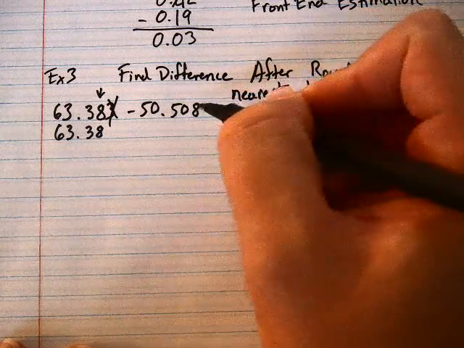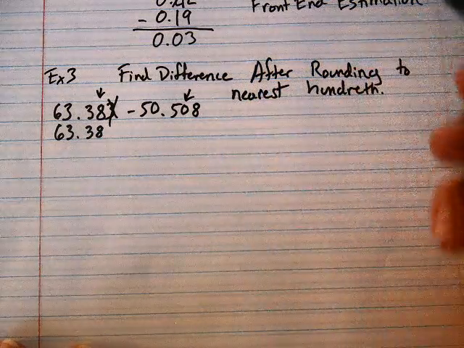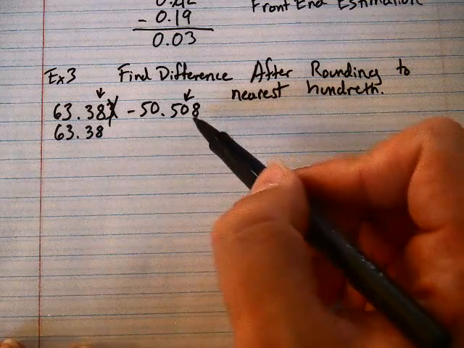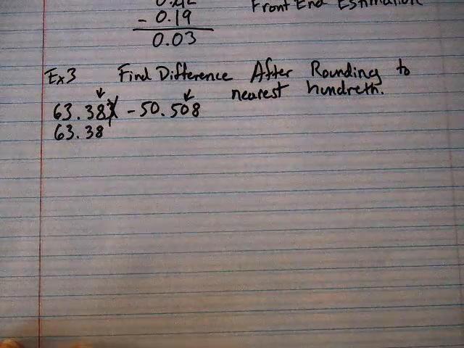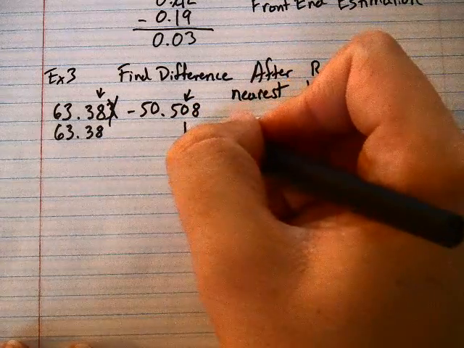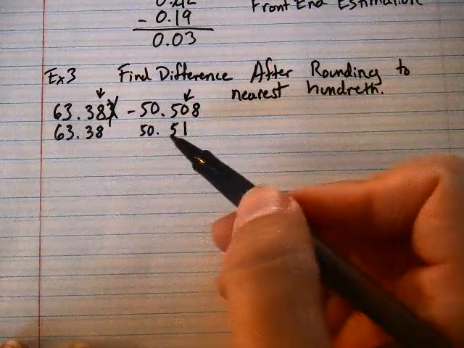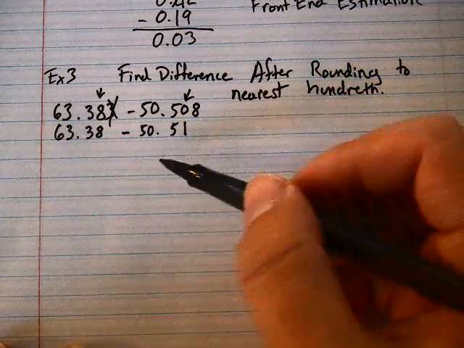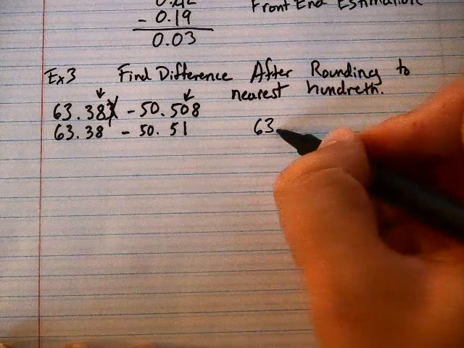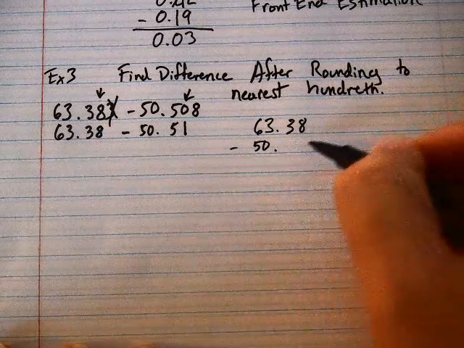Over here, what is my rounding digit? This 0, right? Then what do I do? Look to the right. This is an 8, so I have to go up 1 in my rounding digit. So my 0 turns into a 1, and everything else stays the same. Okay, now that I've rounded, I'm going to write it a little bit easier with one on top of the other, right? So I'm going to write it as 63.38 minus 50.51.